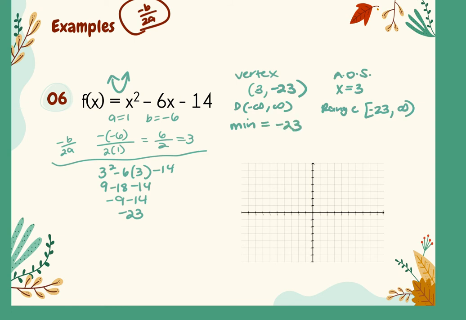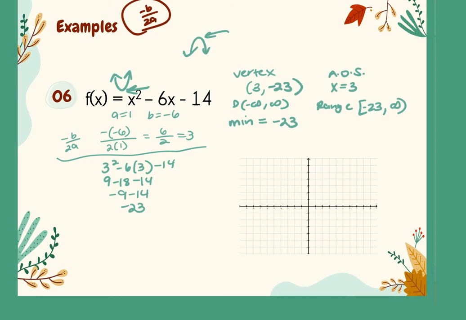Wait, how do you know if it's max? If it opens up, it's got a minimum, right? It's the lowest point, and if it opens down, it's a maximum. They're both the k value, though. Okay.